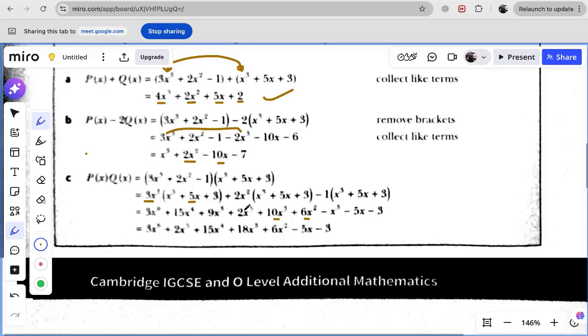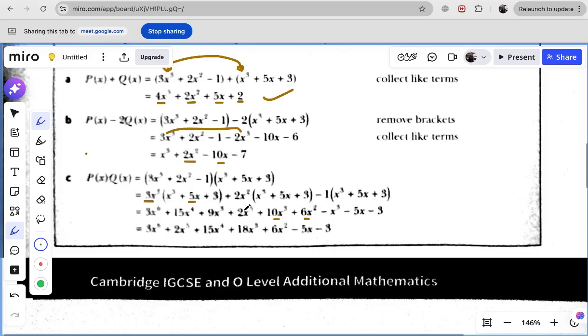Okay? Now let's see power 2. Which one is available for power 2? Power 2, let's see, 6x to the power of 2, right? We see 6x to the power of 2. Is there any other power 2? No, right? So we write only that one down: 6x to the power of 2.